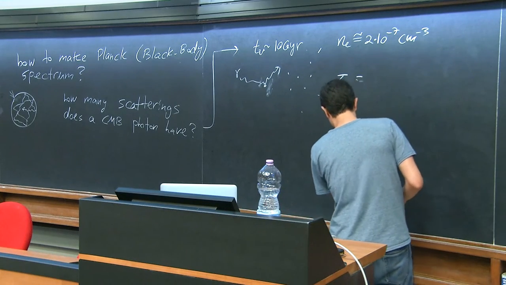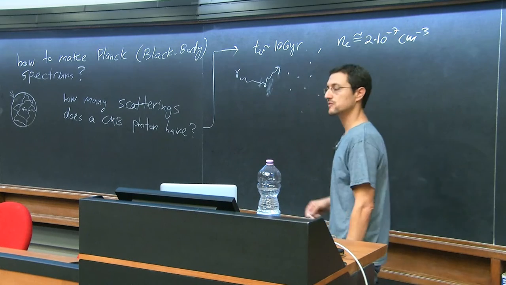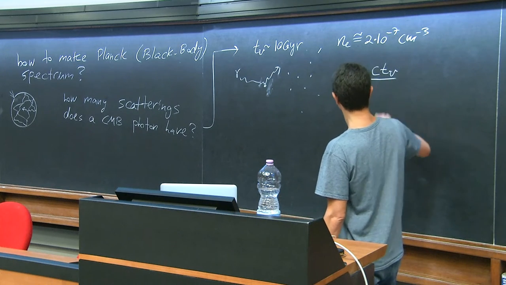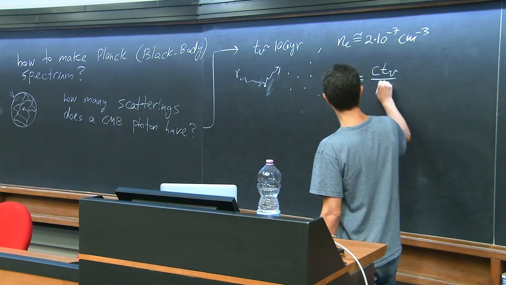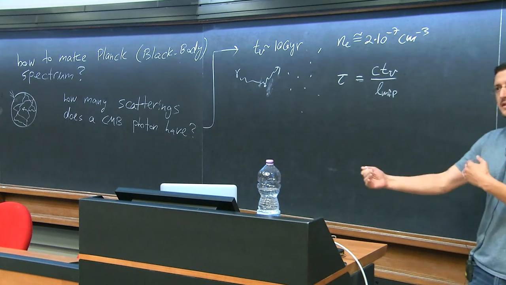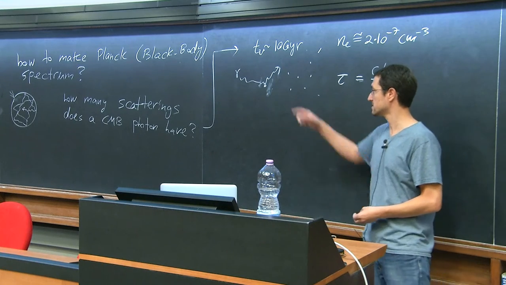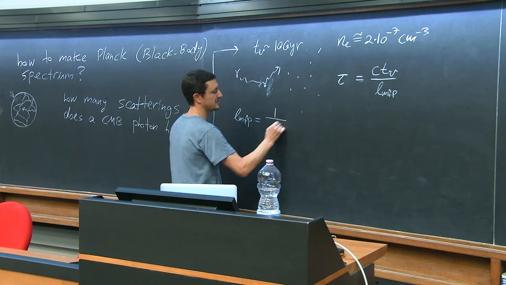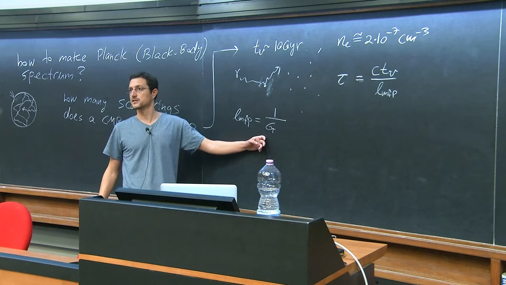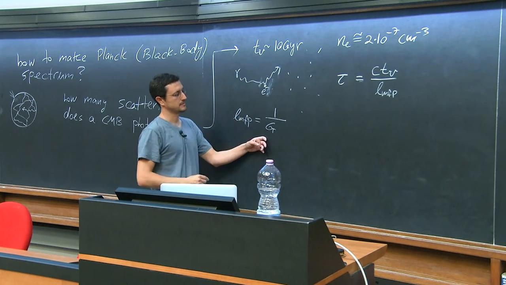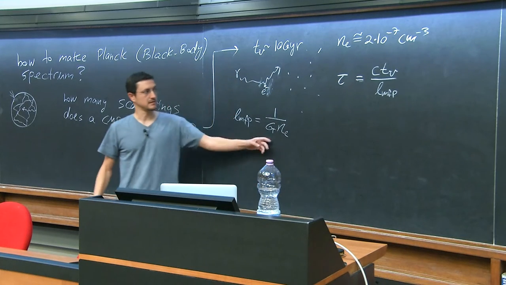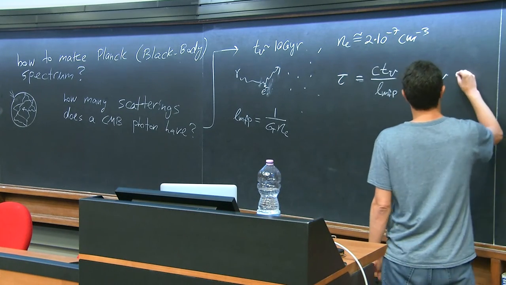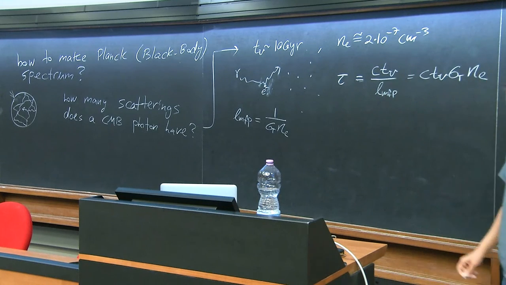So the total distance that our photon travels over the age of the universe is c times the age of the universe, where c is the speed of light. And this total distance divided by the mean free path for a single scattering will count for us the number of collisions. Now, the mean free path is 1 over the cross-section for scattering, which is the Thomson cross-section for this electron-photon scattering, times the density of scatterers. So the optical depth is c times the age of the universe times the Thomson cross-section times the electron number density.